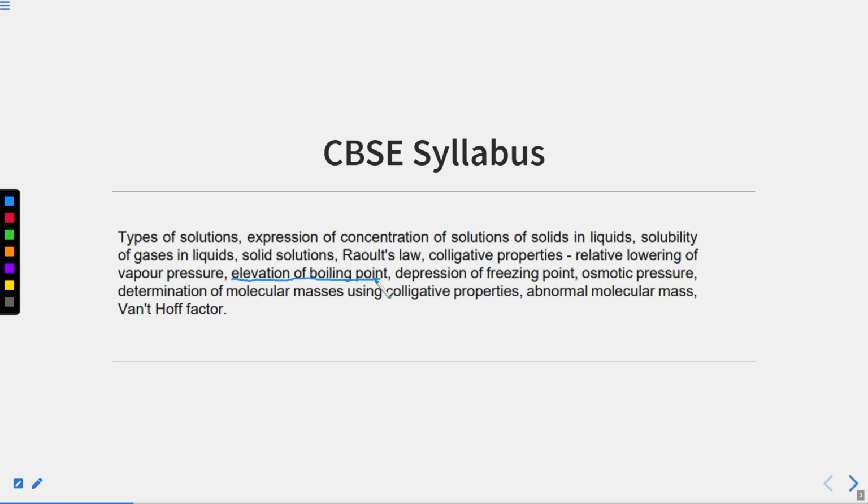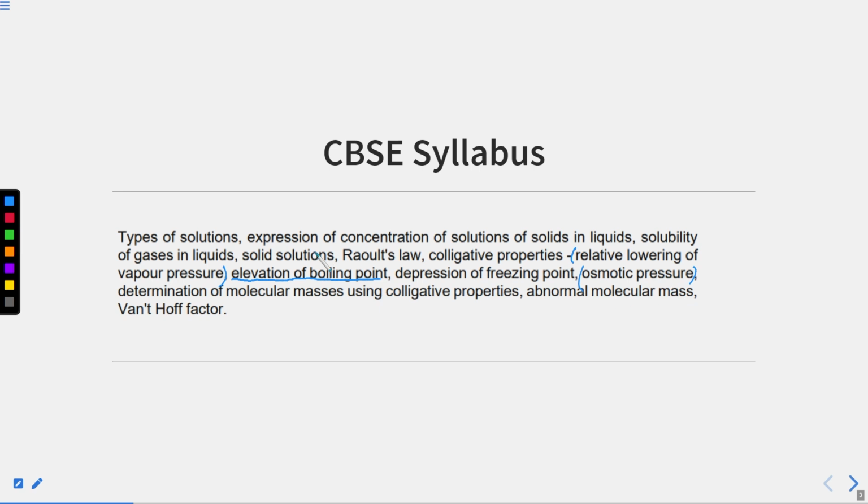Moving on to the remaining two colligative properties, which are the relative lowering of vapor pressure and osmotic pressure. The first one is relative lowering of vapor pressure, and the second one is osmotic pressure. We'll see these two remaining colligative properties today.